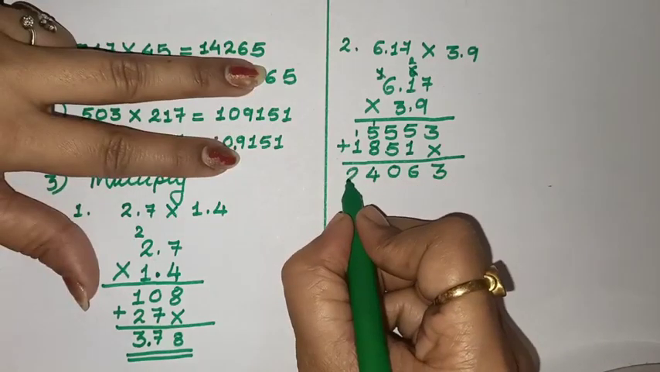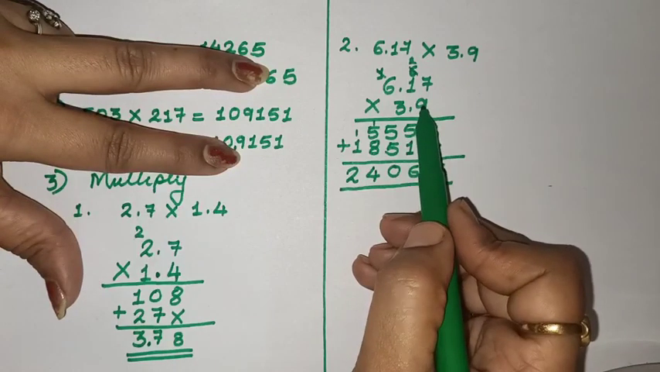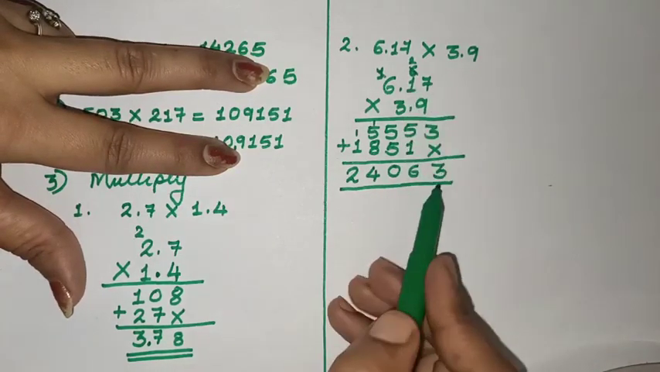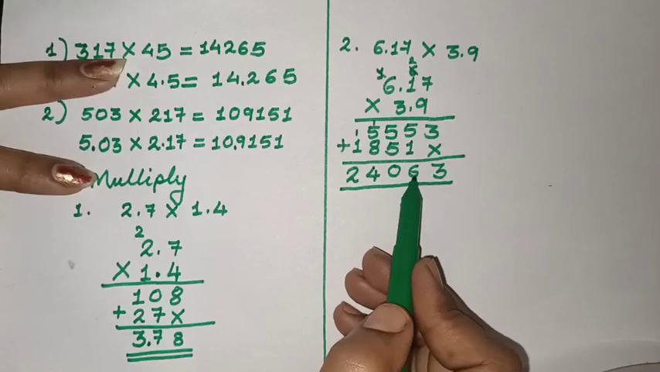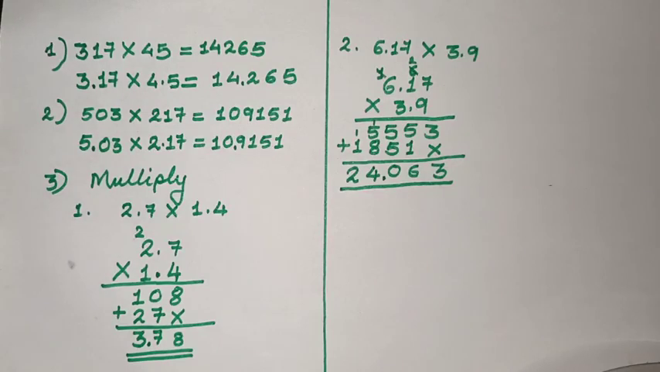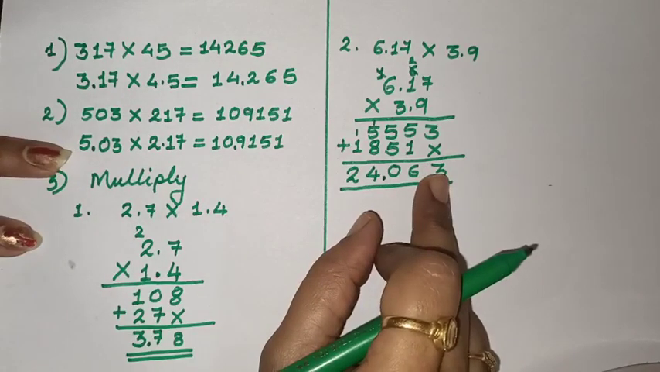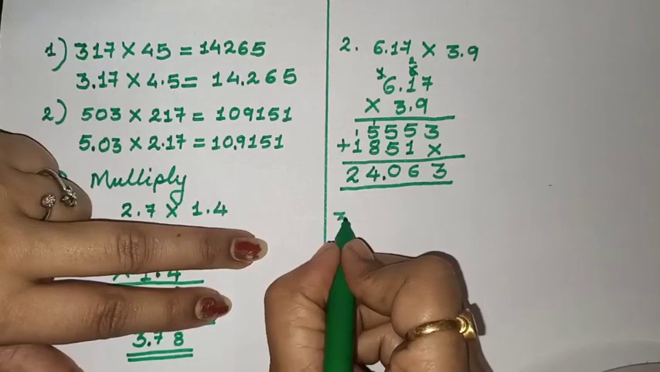So here is 2. Let us count the decimal point. 1, 2, 3. So we'll count from the units side. 1, 2 and 3, and here is the point. So what is the answer here? 24.063.